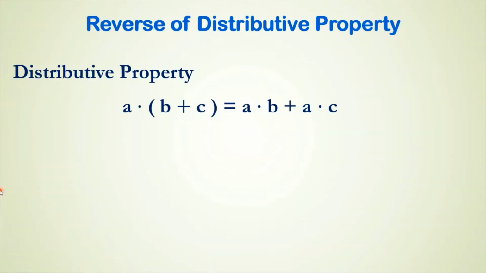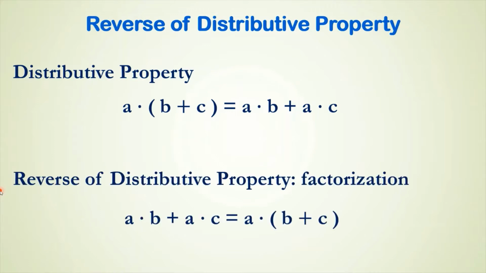So by now we know this is distributive multiplication. Now let's reverse this expression by moving the stuff in the right side of the equal sign to the left and moving the left side to the right. And it becomes like this.